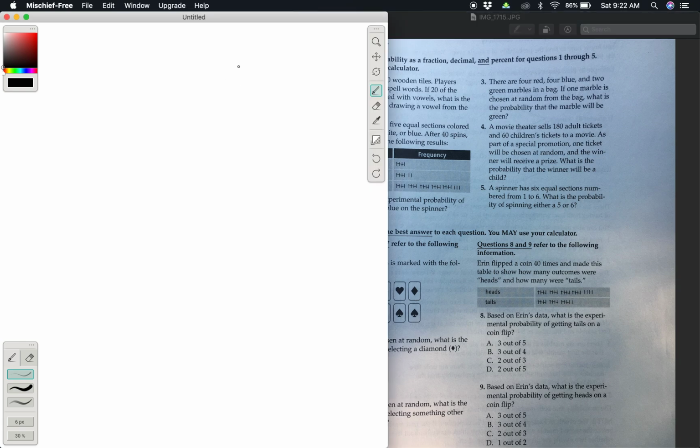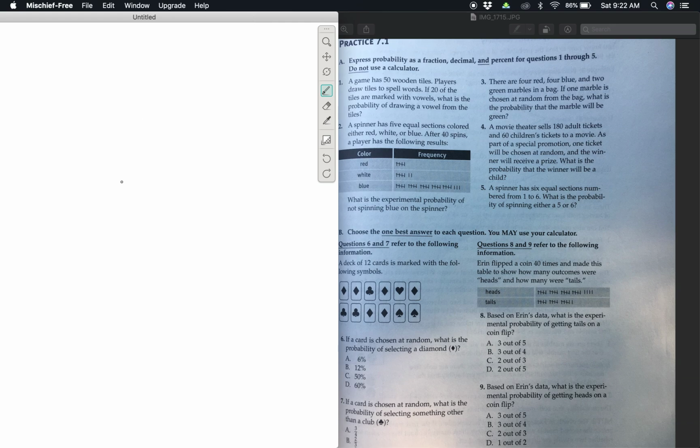Okay, so we have 50 wooden tiles, and we have 20 that are vowels. So we can see here it's 20 over 50. That is our probability. If you want to find that in percentage, you can raise this to 100 by doubling this. Can't do this with all of them, but this one I see that you can. Double this one to 40. All right, 40 over 100, we have 40%.